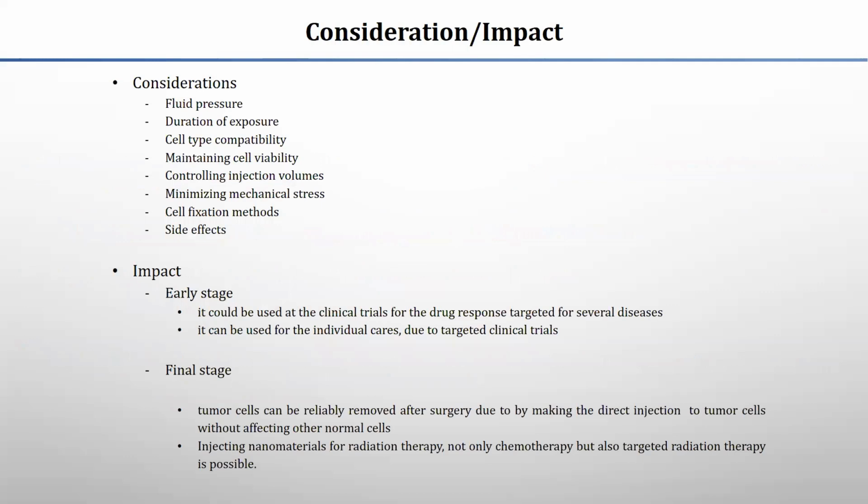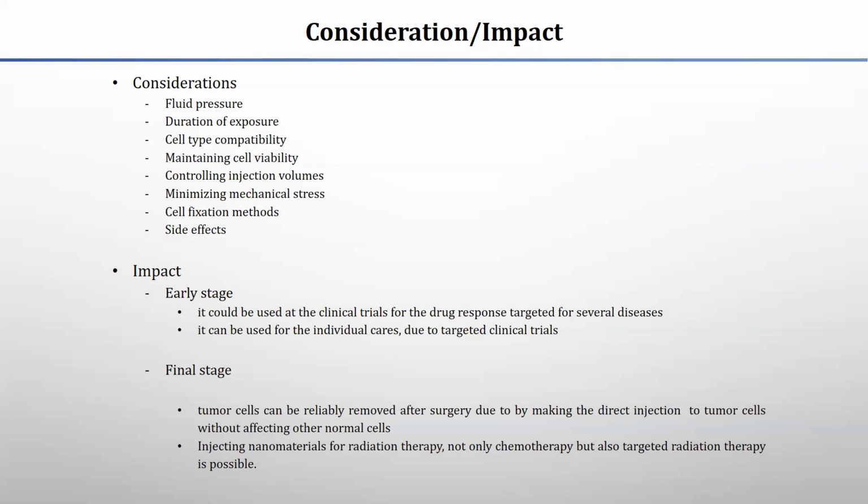To maximize the potential of hydroporation, certain limitations and considerations must be addressed. Optimizing parameters like fluid pressure, exposure duration, and compatibility with different cell types is crucial for safe and efficient delivery. Maintaining cell viability, controlling injection volumes, minimizing mechanical stress, and addressing potential side effects and membrane disruption are important aspects of experimental design. In cases where the fluid flow pressure alone is inadequate for transiently deforming the cell membrane, combining hydroporation with other techniques such as electroporation, optoacoustic poration, microinjection, or spike-like structures may be necessary.